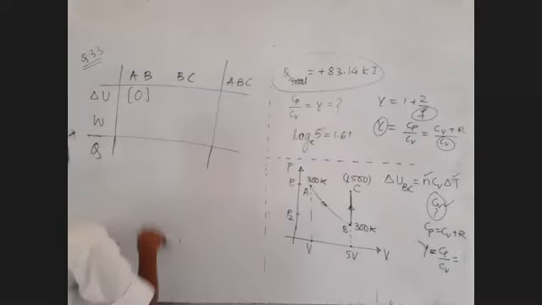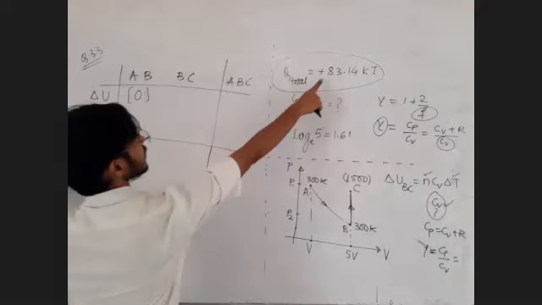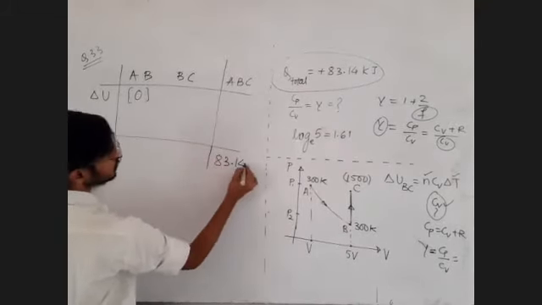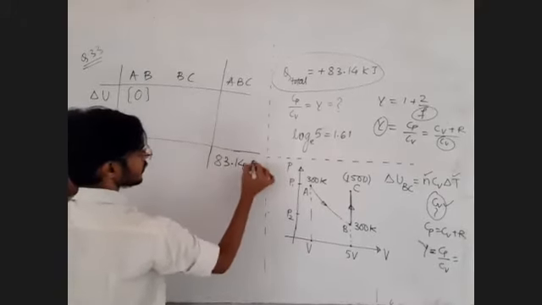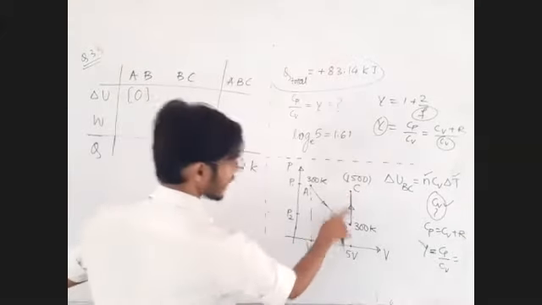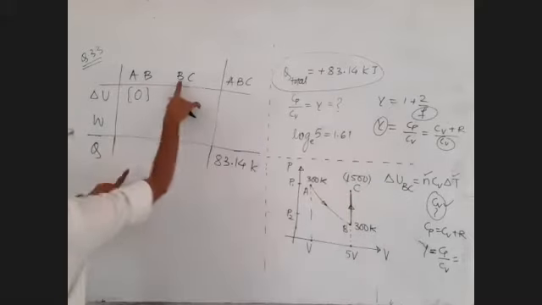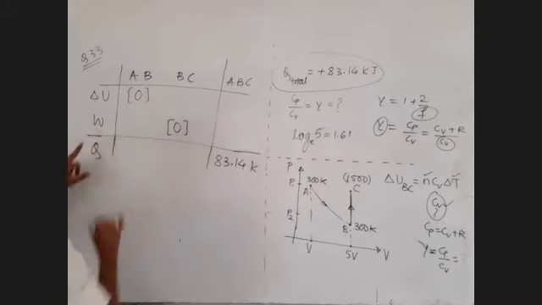Okay, sir, fine. Delta U of the entire process we don't know. What is given by them? This is given by them. Now this is kilojoules, so let us write K there. 83.14 K. Okay, sir, fine. Sir, this is an isochoric process. Process B to C is isochoric, so work is 0. This is what we have written. This is what they have given. Okay, sir, fine. Now what can be done?